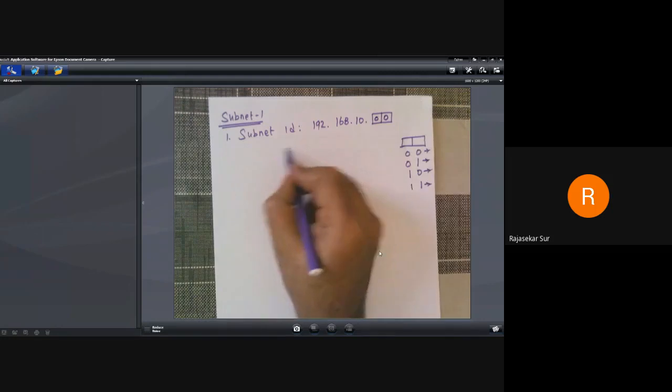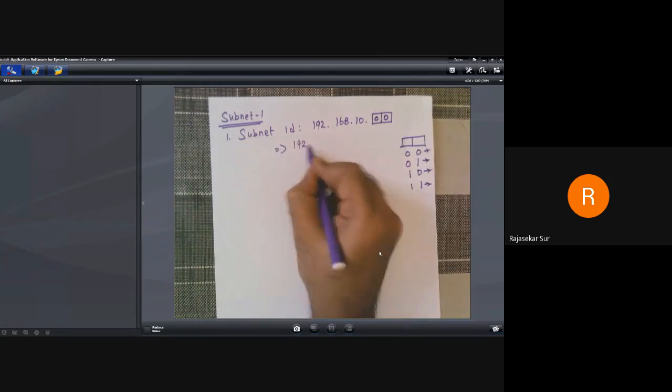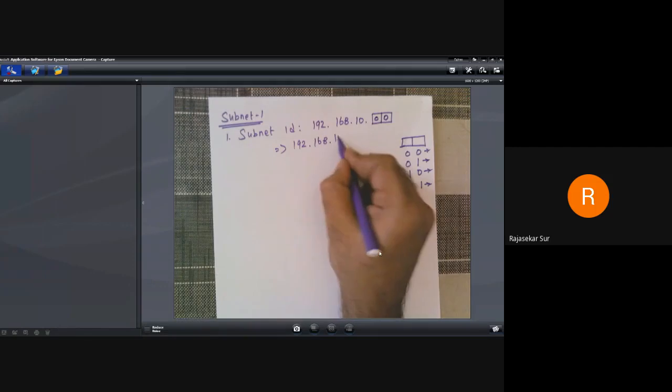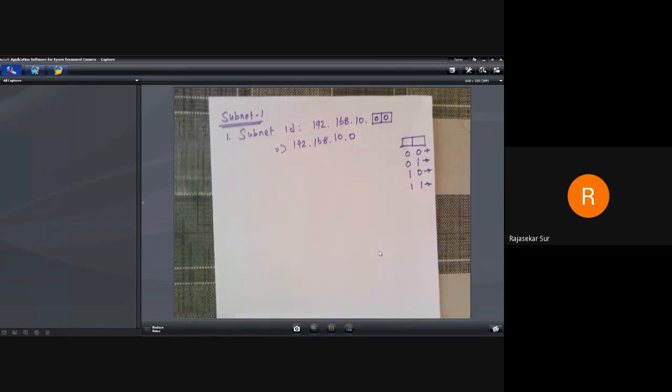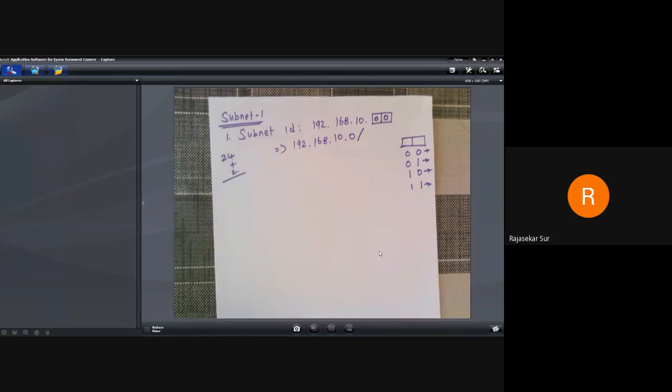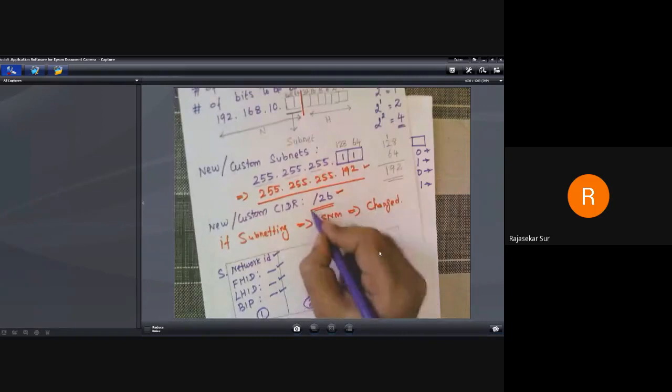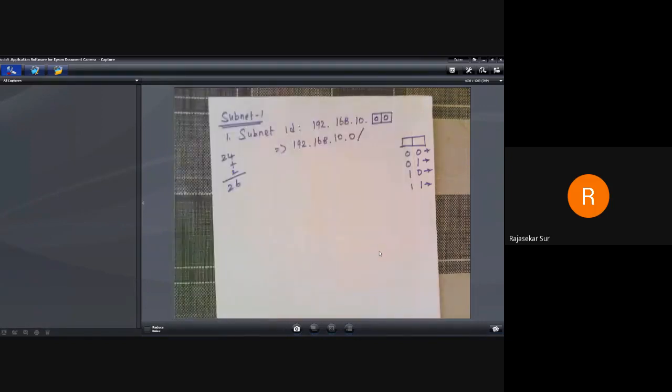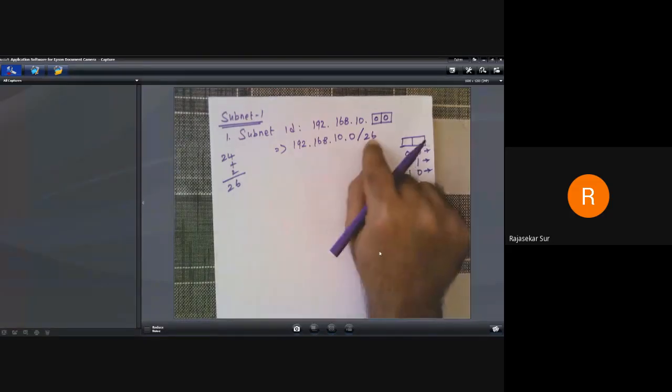So subnet ID is equal to 192.168.10.0. Okay, /24 already there. We borrowed 2 bits. Okay, we already found this. It is 26. Already we have it in this paper, the previous paper, you can see. So this is your CIDR value. Now /26. So you have to understand what that is. If you do subnetting, your subnet mask will change.